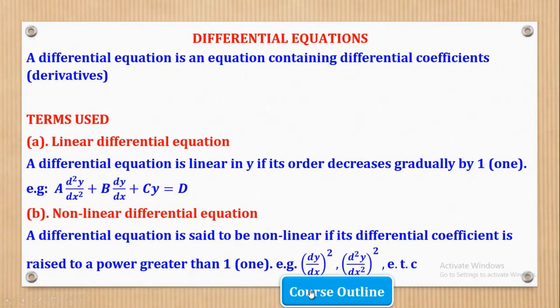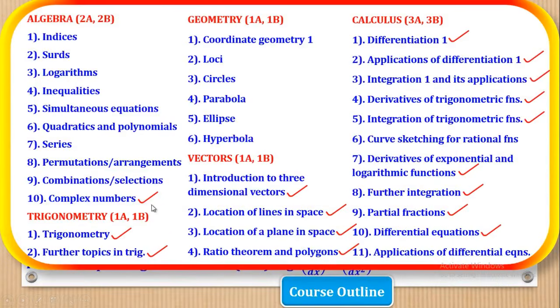So far the progress on this platform is as follows. Where you see the ticks, it implies that the topics were covered, and the ones without ticks are the ones which have not yet been covered.